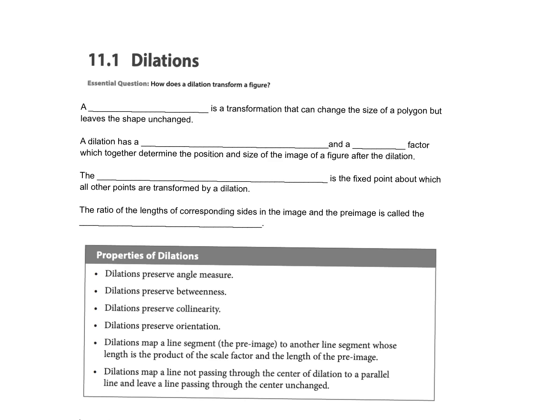Okay, so 11.1 is dilations, and we're going to see how a dilation transforms a figure. So a dilation is a transformation that can change the size of a polygon but leaves the shape unchanged. A dilation has a center of dilation and a scale factor.